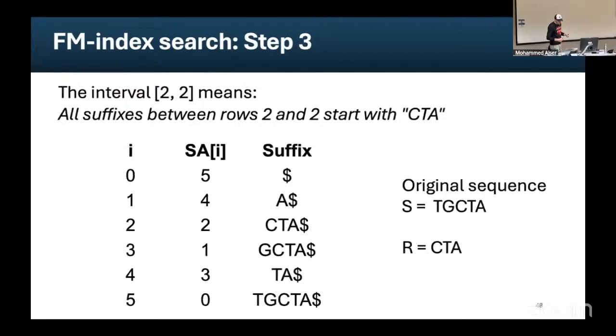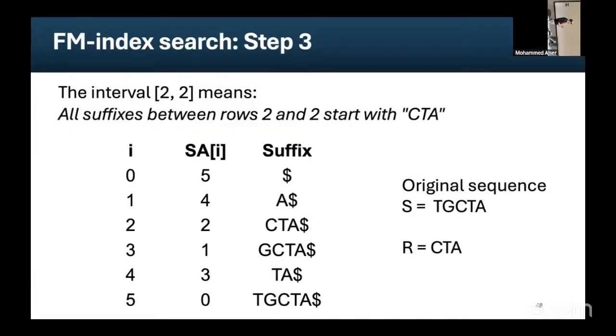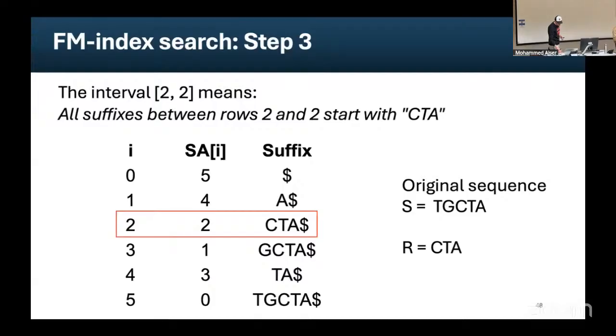Now we move to the third step and assess this interval. What does it mean that we got 2 and 2? It means that all suffixes between rows 2 and 2 start with CTA. If we look in our table, indeed, there is this suffix CTA. If you look at the original sequence, this CTA starts at index number 2.